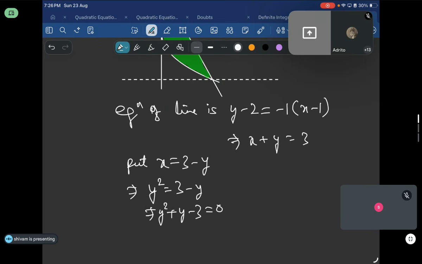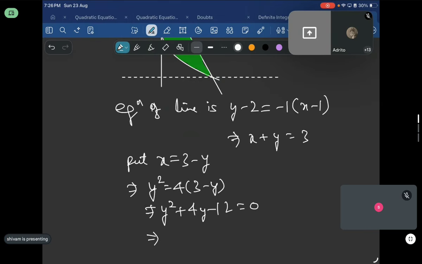So y square is 4 into 3 minus y. This will give us y square plus 4y minus 12 equal to 0. Is it factorizable? Tell me. Minus 6 and 2, I guess. Right, tell me. Did you people get minus 6 and 2?